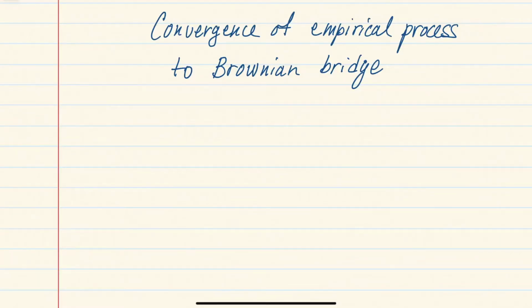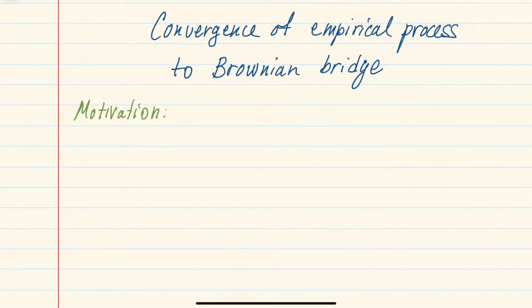Okay, so in this section, we will give another example of convergence of stochastic processes on a space of continuous functions, and it will be convergence of the so-called empirical process to a Brownian bridge. Now, before we state our main result, we will begin with some motivation.